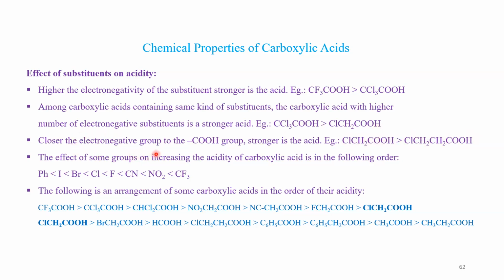The effect of some groups on increasing the acidity of carboxylic acid is in the following order. CF3 has the highest effect. It has a higher effect than nitro. Nitro has a higher effect than cyano, which has a higher effect than fluoro, chloro, bromo, iodo, and those have a higher effect than the benzene ring. So even the benzene ring has the ability to increase the acidity.